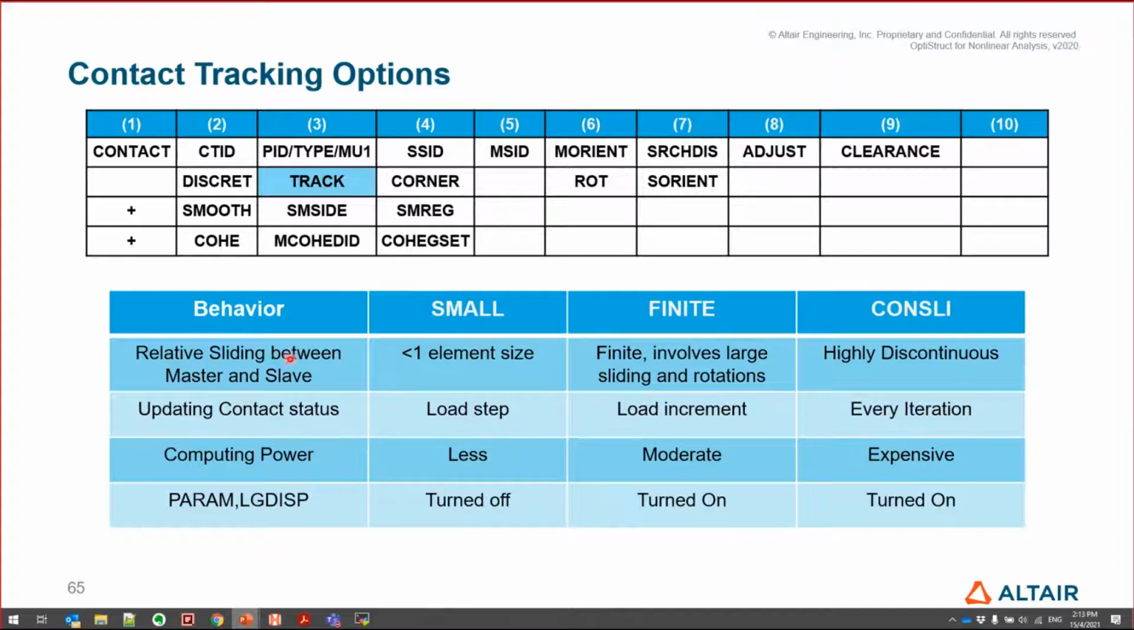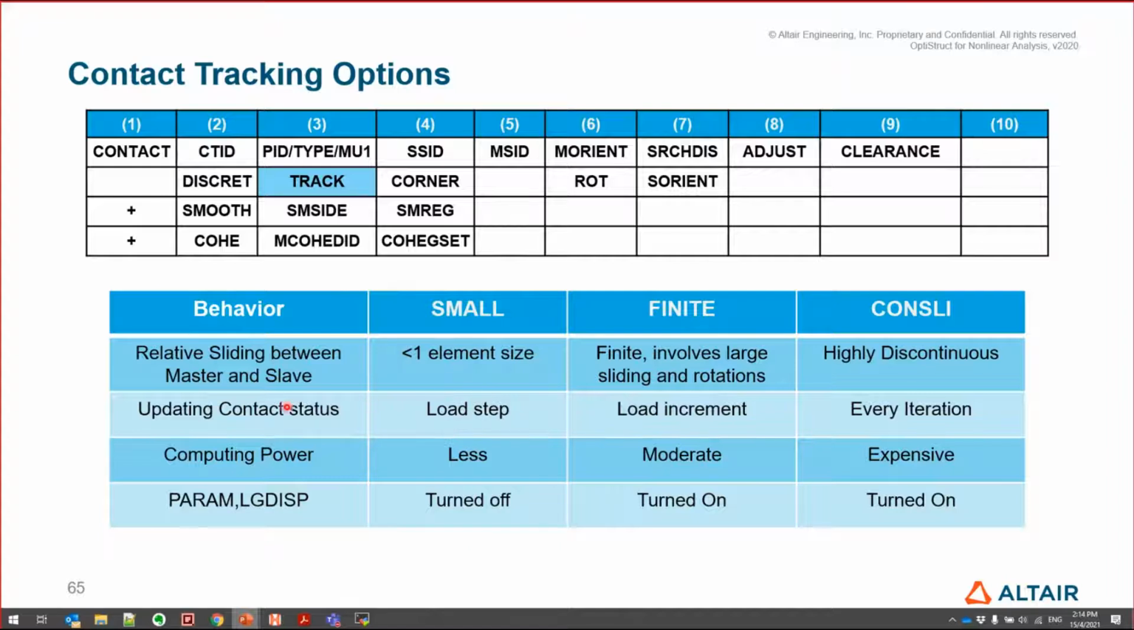When do you use it? Basically, when you estimate that there will be very small movement between your master and slave, less than 1 element size. Then you can afford to use small tracking. The contact update is only at the load step, at the beginning of the load step. If you have 2 to 3 load steps, it's going to generate the contact at the load step, and it doesn't get changed throughout the loading increment. So it stays the same.